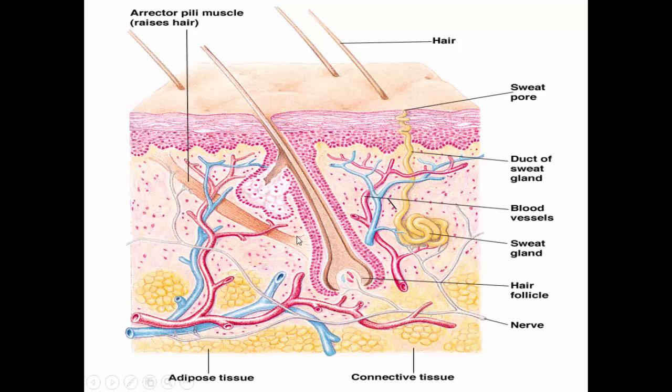The erector pili muscle is connected to the root of the hair follicle and the papillary layer of the dermis. When this shortens, it's going to pull the hair follicle up, and you're going to have a little bump on your skin right there where your hair follicle is. That's going to be goose flesh. The body membranes are all simple organs.